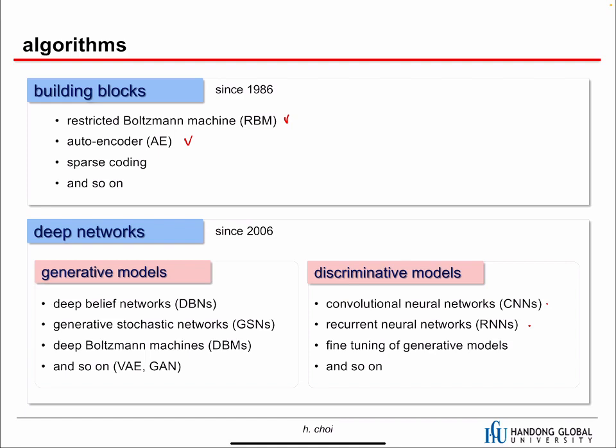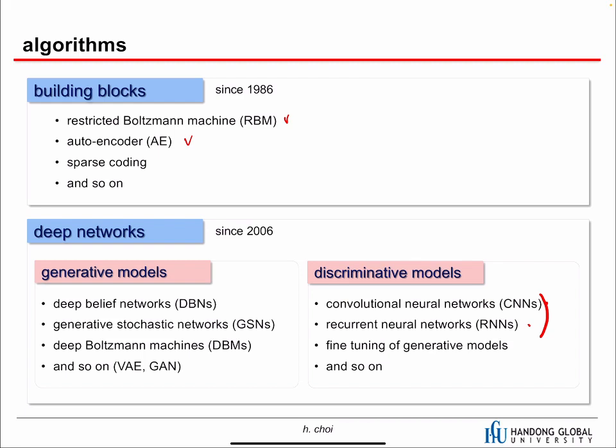But interestingly, CNN was proposed in 1989 and the RNN was proposed in 1986. And even the LSTM, which is the most popular recurrent neural network model, was proposed in 1997. So these discriminative models were proposed a long time ago, even before this deep learning era.